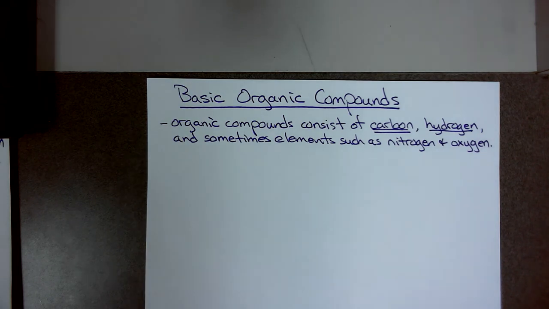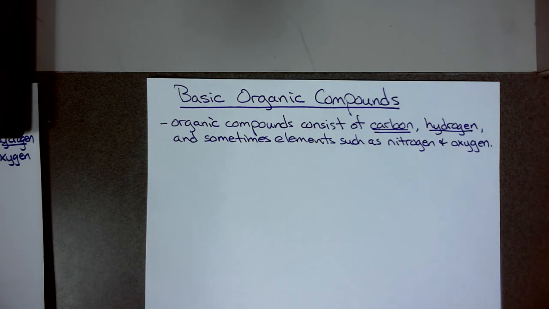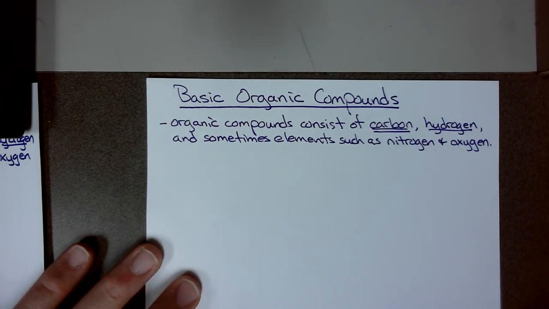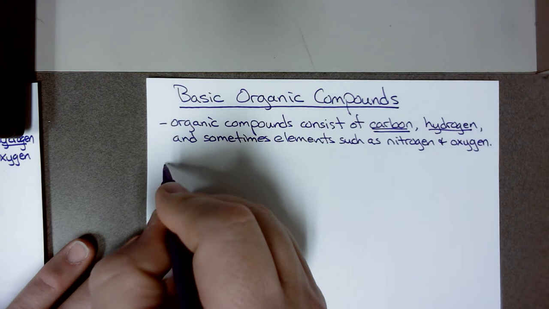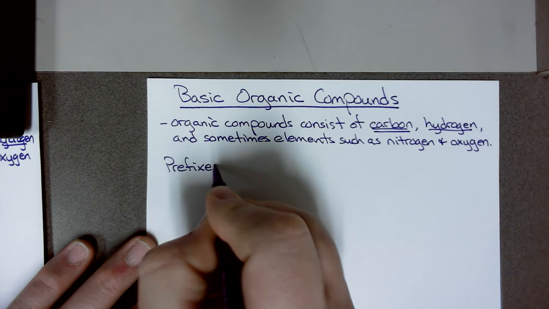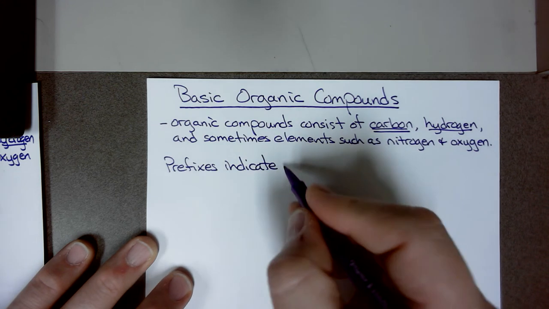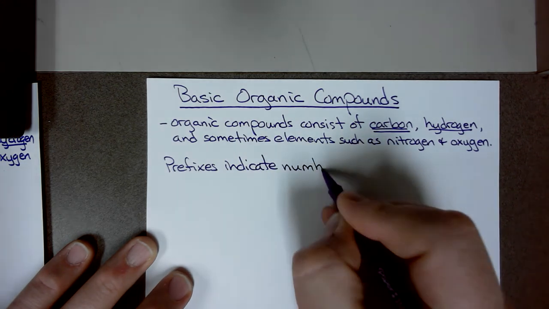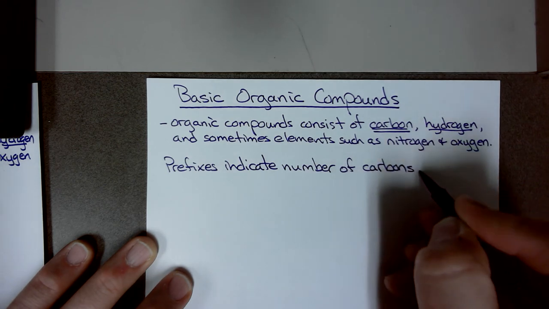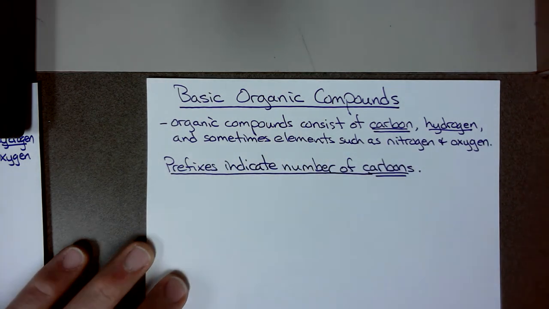Organic compounds can get very, very complicated. They're a huge part of covalent compounds. There are millions and millions of different organic compounds, but we're just going to look at the very basic. Now, in organic compounds, we do use prefixes to indicate the number of carbons. So prefixes indicate number of carbons. Okay, so that's the carbons that we're really looking at.